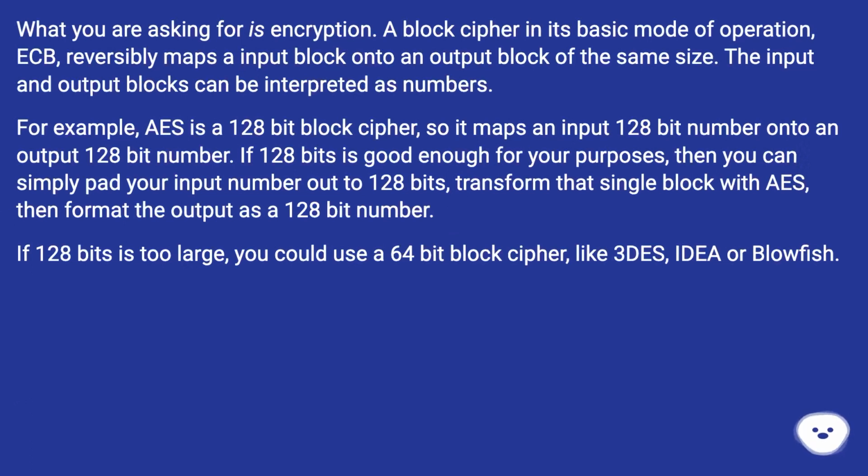What you are asking for is encryption. A block cipher, in its basic mode of operation, reversibly maps an input block onto an output block of the same size. The input and output blocks can be interpreted as numbers. For example, IDEA is a 128-bit block cipher, so it maps an input 128-bit number onto an output 128-bit number. If 128 bits is good enough for your purposes, then you can simply pad your input number out to 128 bits, transform that single block with the cipher, then format the output as a 128-bit number. If 128 bits is too large, you could use a 64-bit block cipher, like 3DES, IDEA or Blowfish.